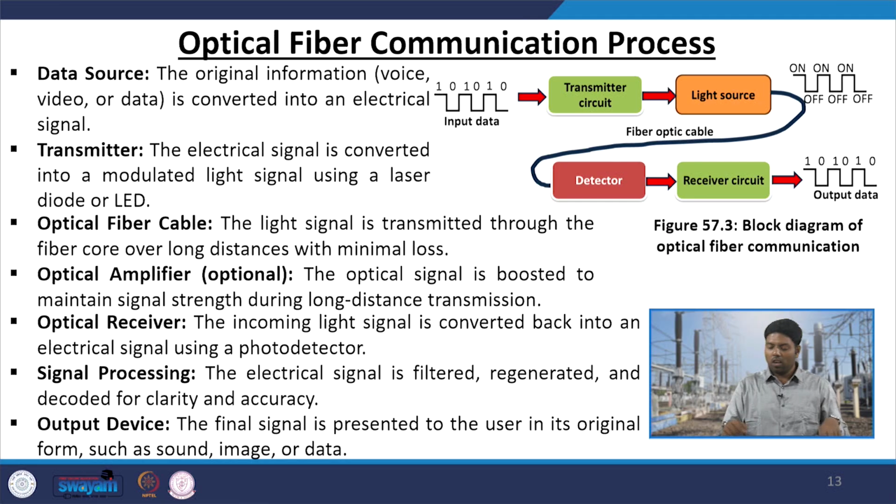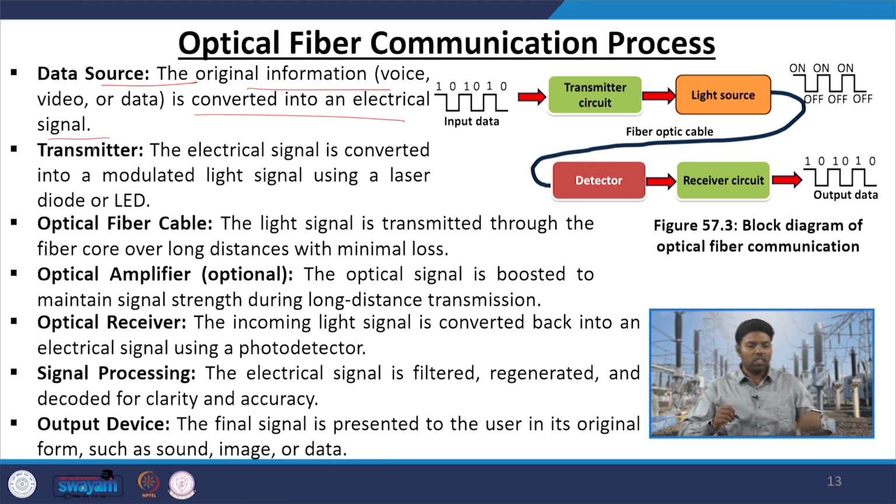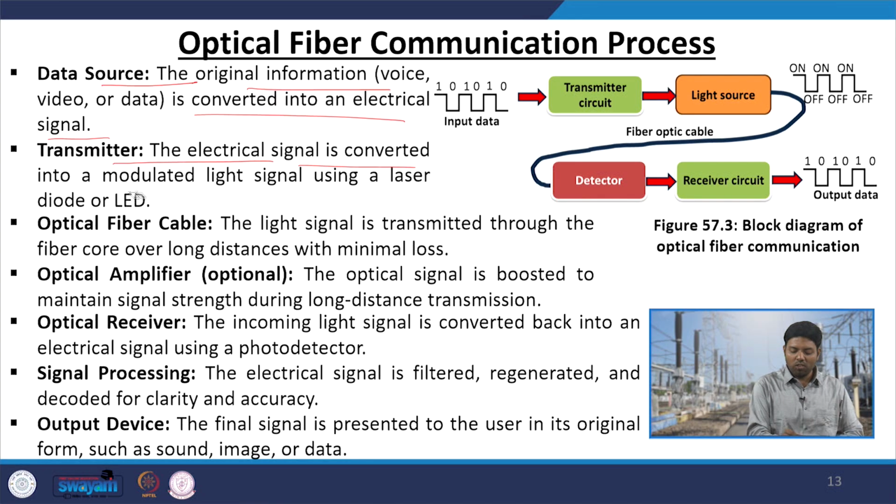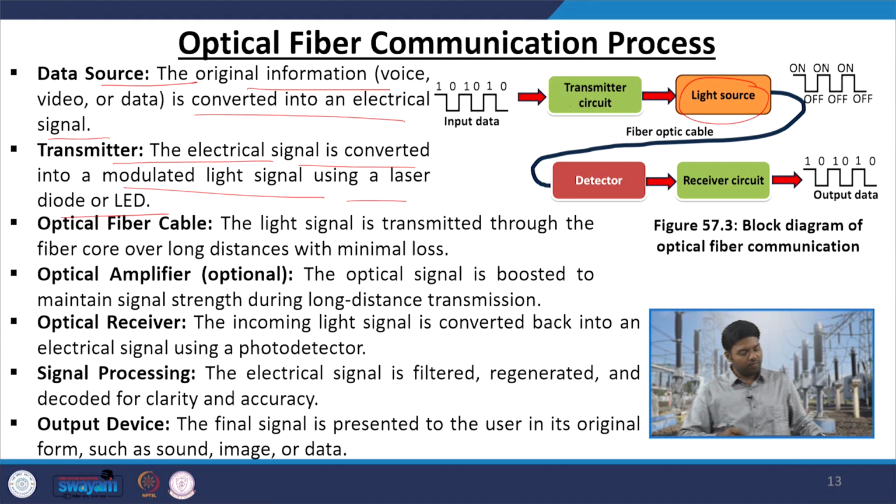So, this is the overall structure of the optical fiber communication process, where first you have the data source, the original information converted into an electrical signal, that is the sensors. The data source is the same for everyone. Then you have the transmitter circuit, where that electrical signal is converted to a modulated light signal using a laser diode or LED. This is your transmitter circuit, and then you have the light source, where 1010 is converted to on off.